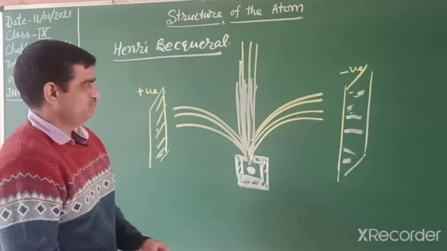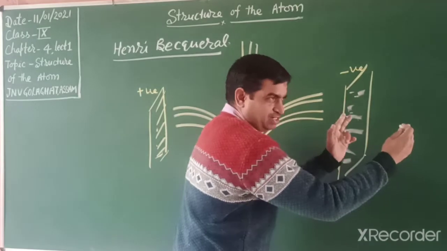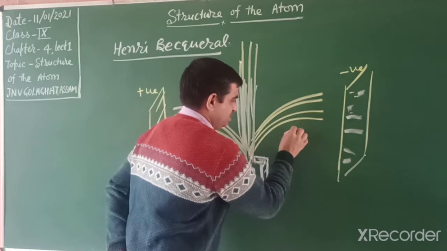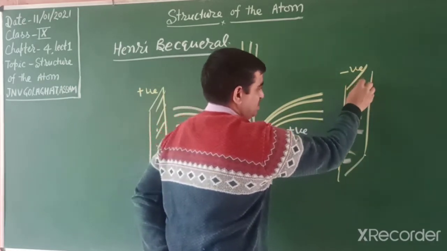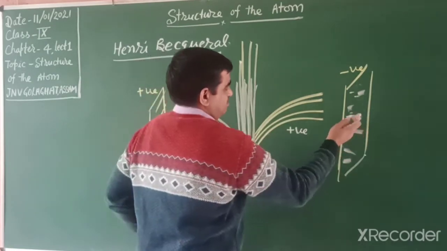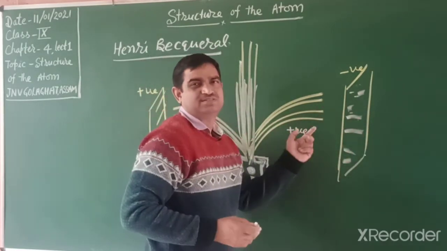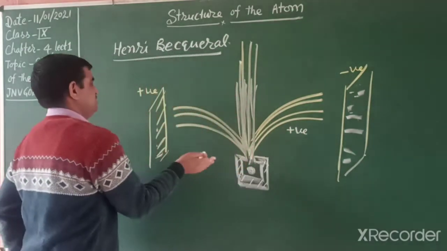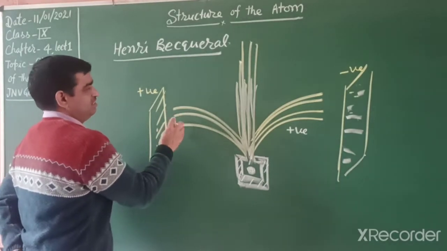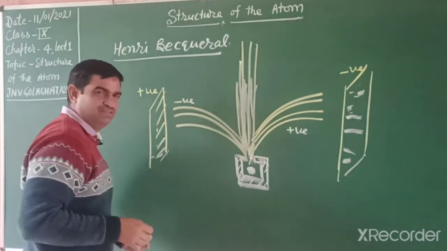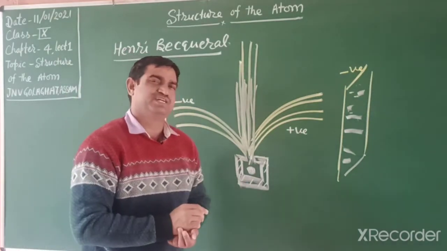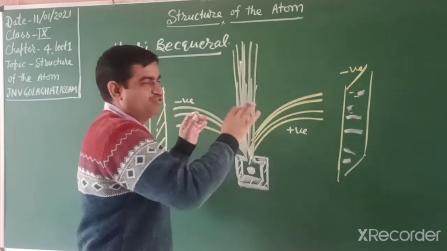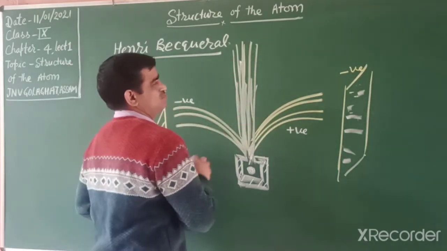So we identify this way. Those substances that move towards the negative plate are made of positive charge. So they are positively charged. Those substances attracted towards the positive plate are made of negative charge. Why? We know opposite charges attract each other. And those substances with no deflection, no deviation, that do not move to any side, are neutral.